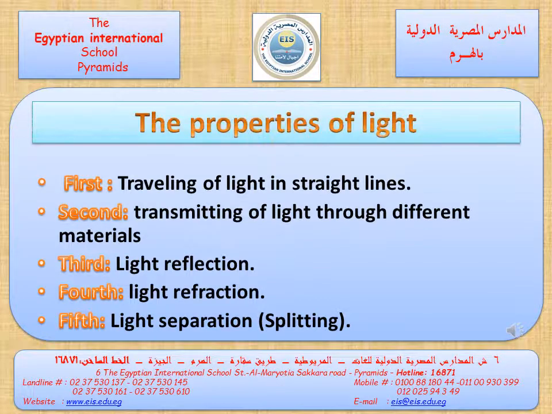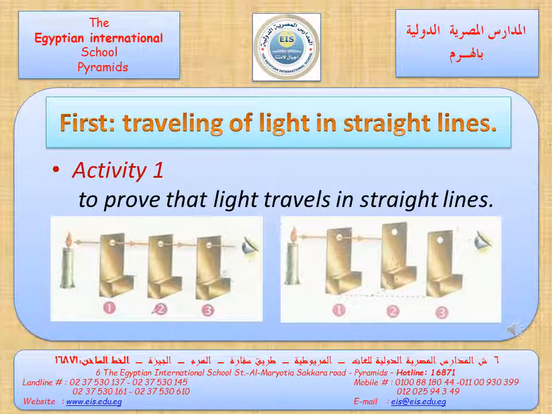And we have said that we have 5 properties of light, which are number 1, traveling of light in straight lines, number 2, transmitting of light through different materials, number 3, light reflection, number 4, light refraction, number 5, light separation or splitting. And today we will study the first property, which is traveling of light in straight lines.